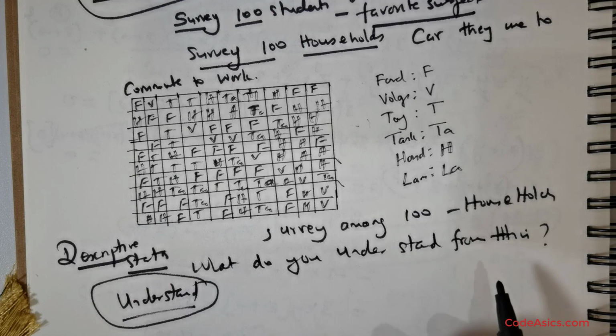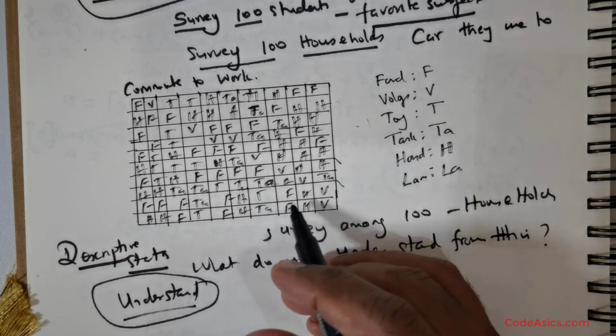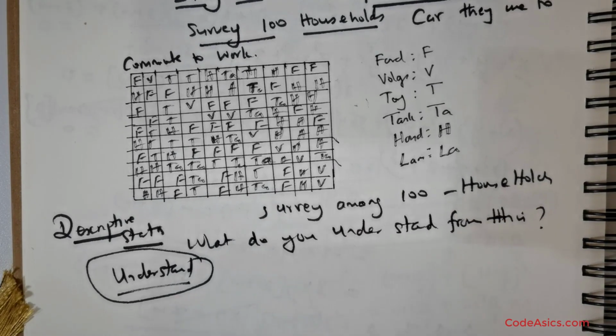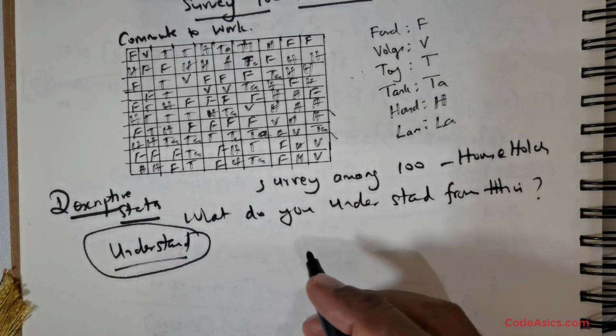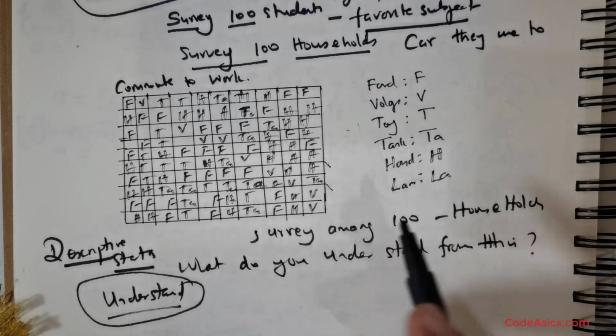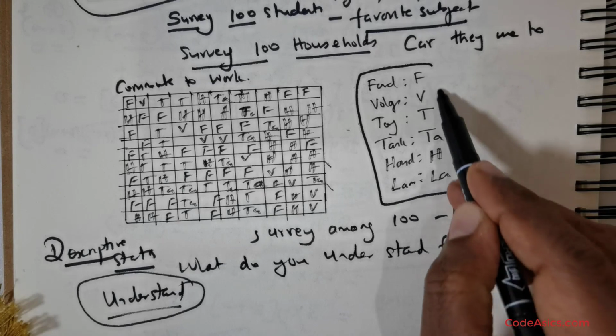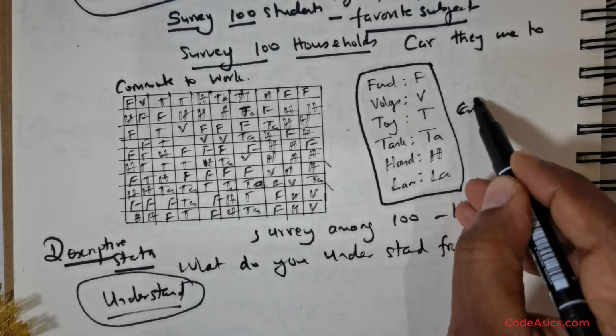Now the first and foremost thing, what we need to do to understand this is to have a frequency distribution. Now in this case you can clearly see I have taken here the categorical variable.